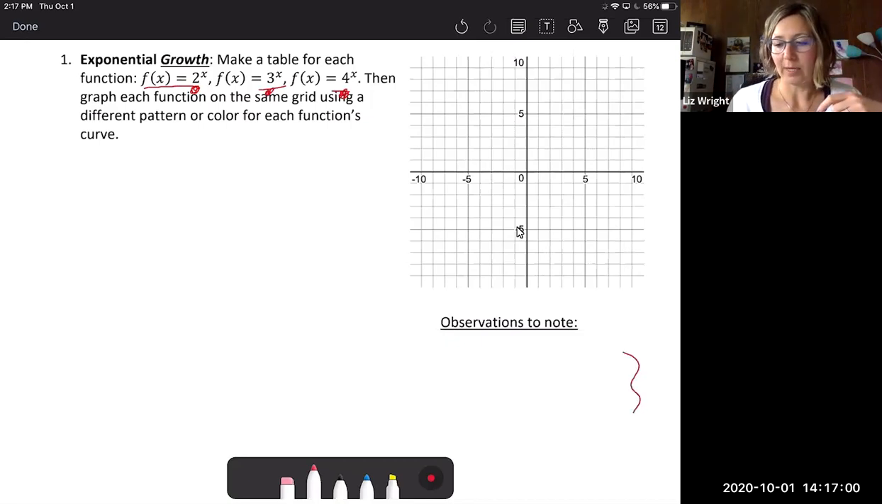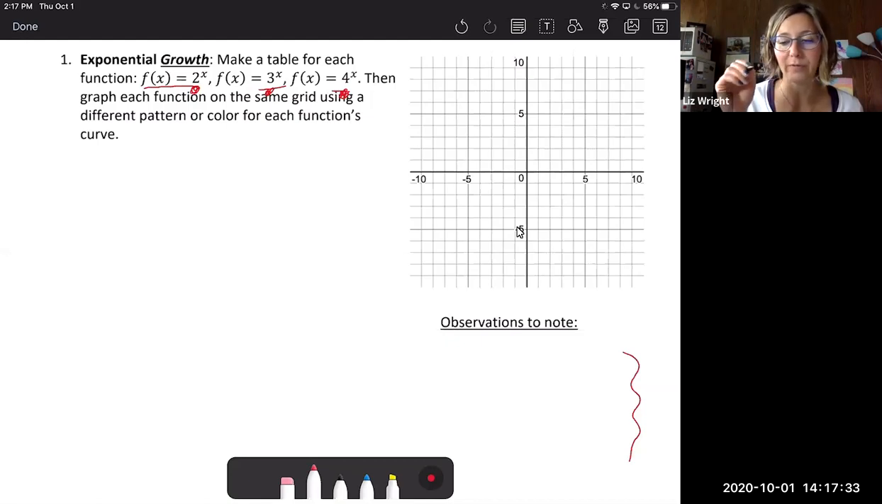Because that's what we're going to kind of note down here. So as our base is increasing, what do we notice for the shape of our graph? And so we're going to put them all on the same grid. So it takes a little bit of time to get this all graphed up. And so just hang with me, and we're going to make tables for each of these, and then we're going to graph them, and then we're going to make our notes here. So what I want you to do first is, what I would do is get maybe a couple different colored pens, some different colored pencils.